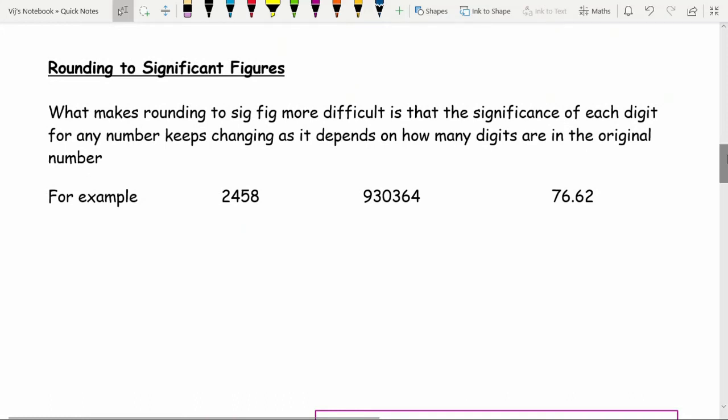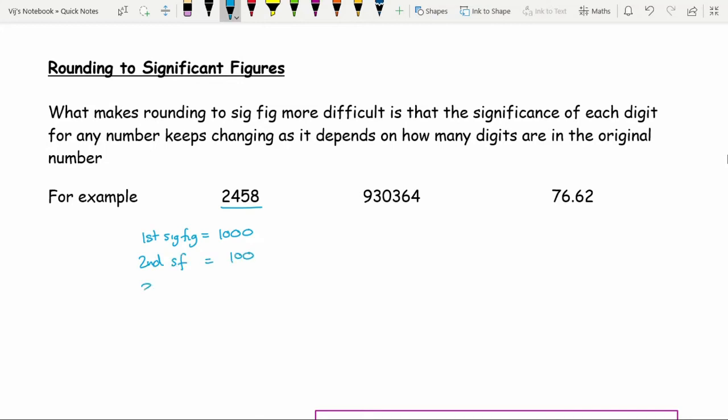So, rounding significant figures. What makes rounding Sig Fig more difficult is that the significance of each digit for any number keeps changing depending on how many digits there are in the original number. For example, in this number here, we've got 2,458. My first Sig Fig equals 1,000. My second Sig Fig represents 100. My third Sig Fig represents a 10, and my fourth Sig Fig represents a unit.